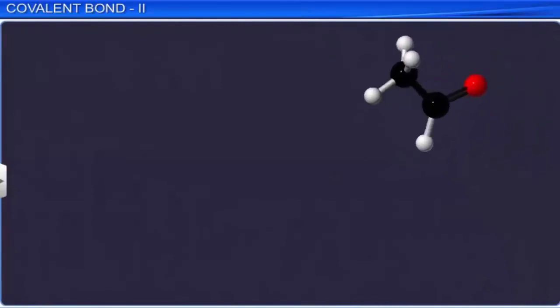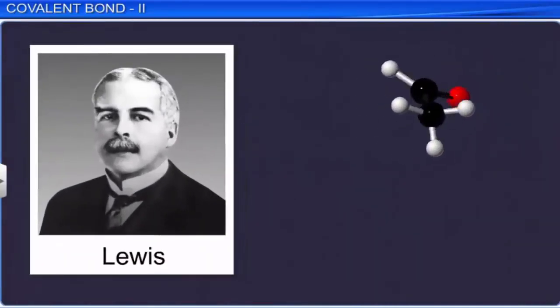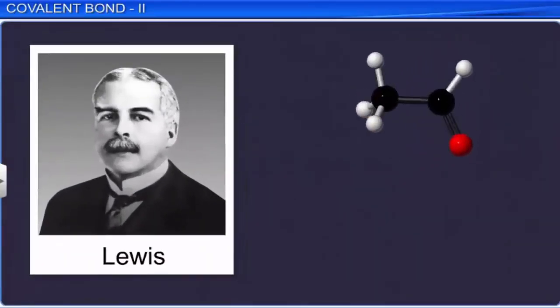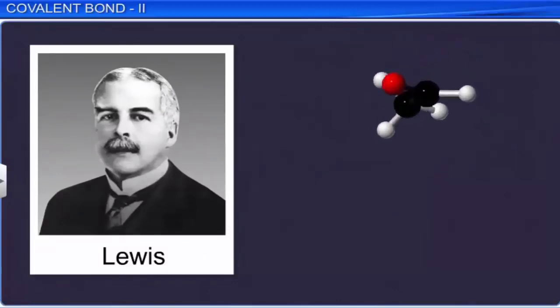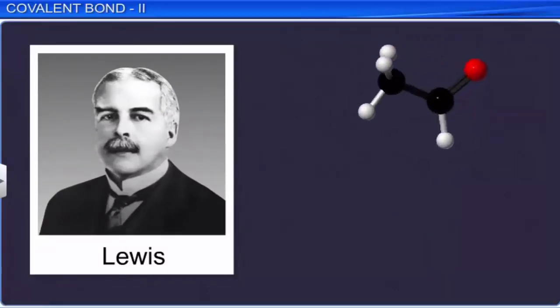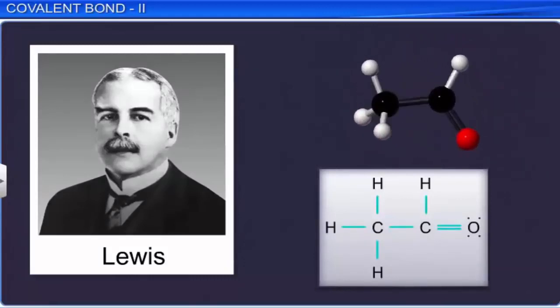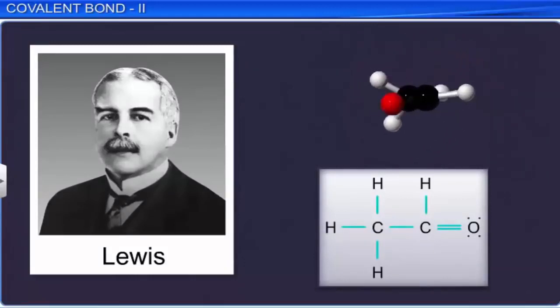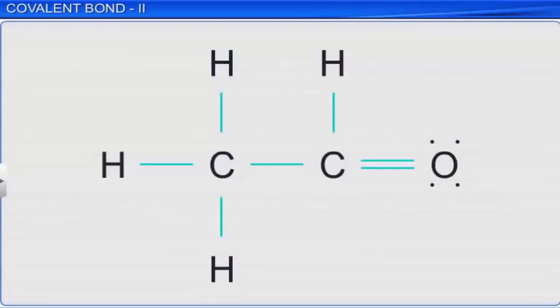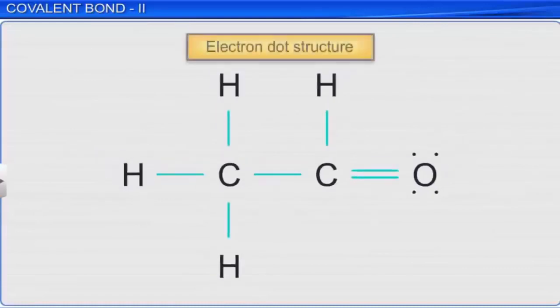To overcome this, Lewis established an easy way to represent bonds within molecules and ions. He created it as per the shared pair of electrons and the octet rule. In his method, electrons are drawn as dots and the bonding of a pair of electrons is represented by a line. Therefore, it is also known as the electron dot structure.